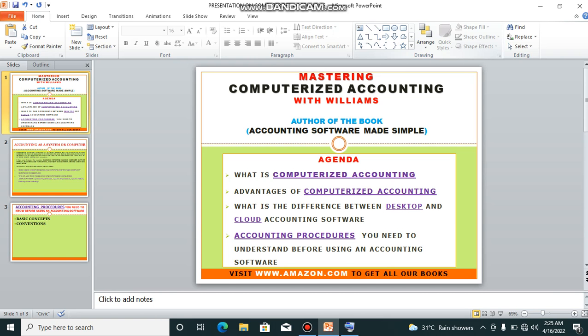So now, what's the difference between desktop and cloud accounting software? It's just a simple one. When we say that something is on the cloud, it makes use of the internet.